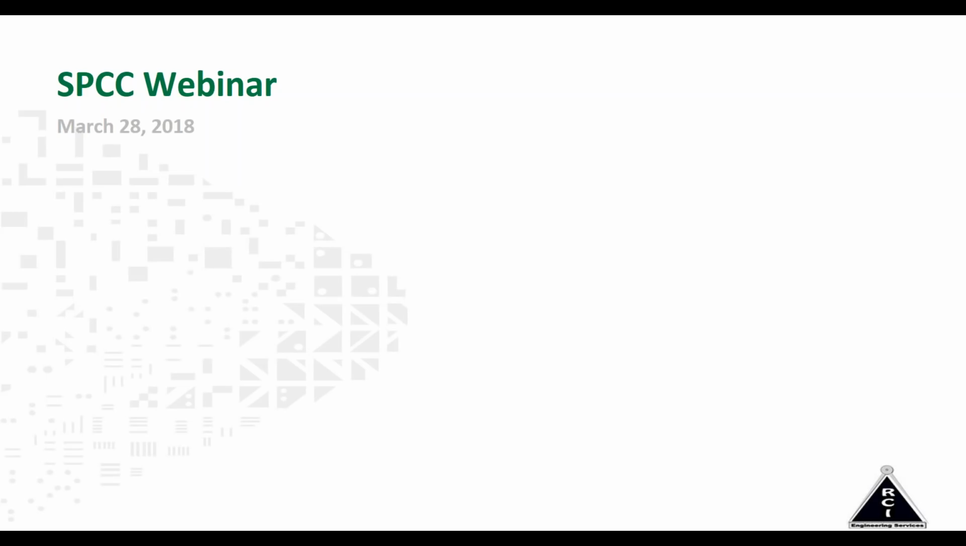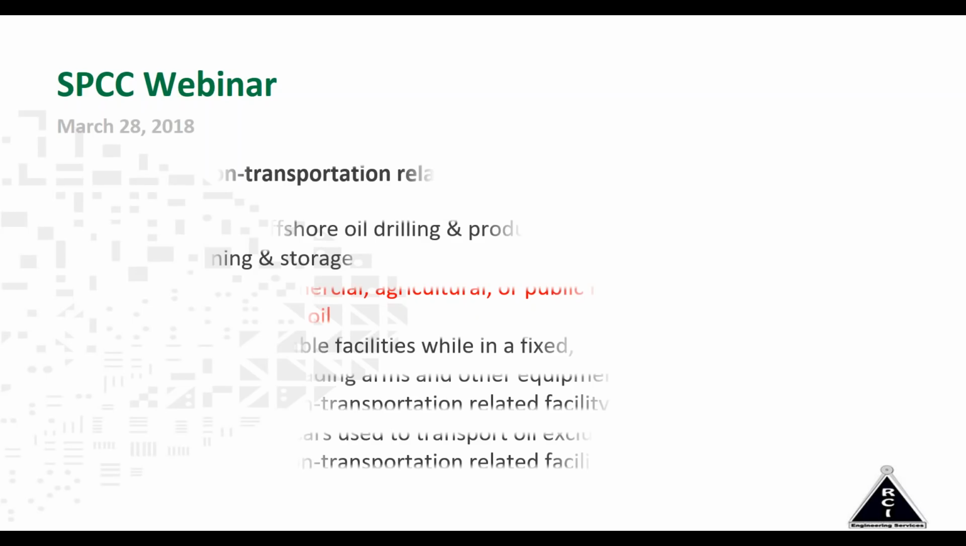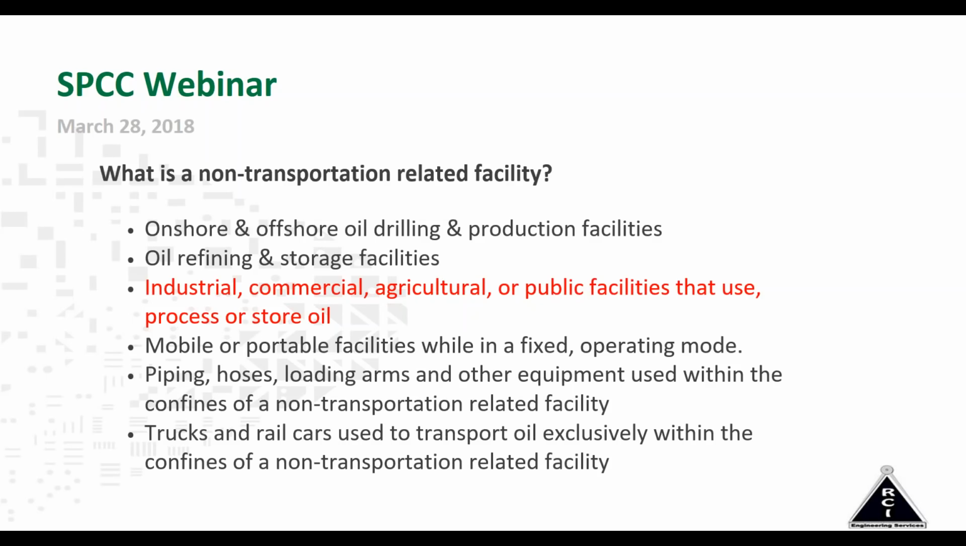These are some examples of non-transportation related facilities. The biggest category, the one that we work with primarily, is the third category in red: industrial, commercial, agricultural, or public facilities that use, process, or store oil.